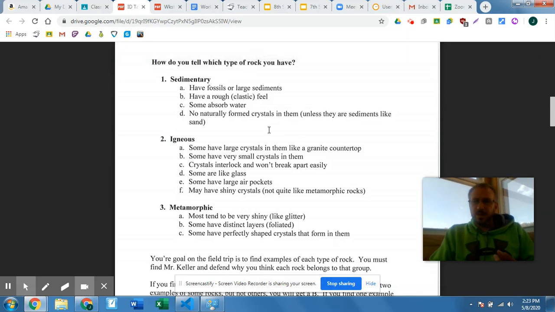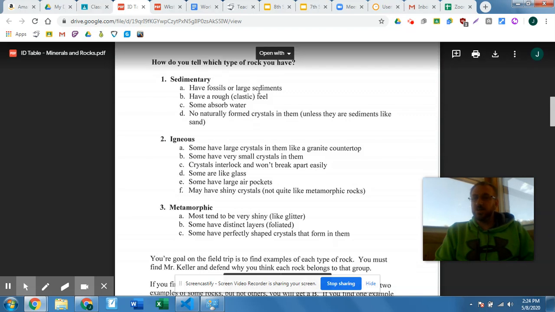Right. No naturally formed crystals. So if you see a crystal of any kind and it's not a chunk of some other rock that's shoved together and glued in there, it isn't a sedimentary. So if you have any kind of crystals that aren't other chunks of sediment, it's not a sedimentary.